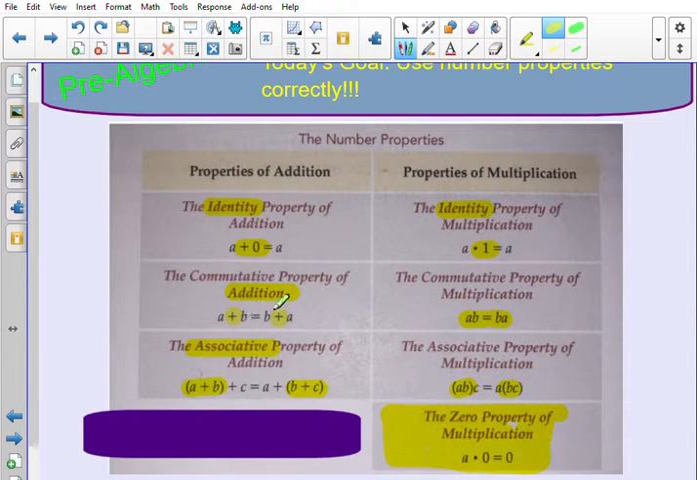So that's a review from yesterday. Remember that things have to be written properly. We're not putting dots in between everything. A times B can be written as just AB.